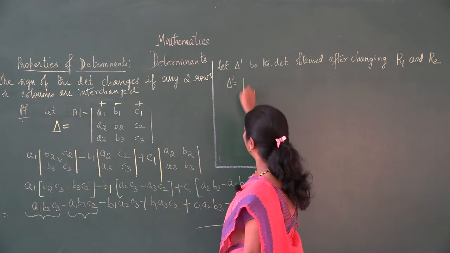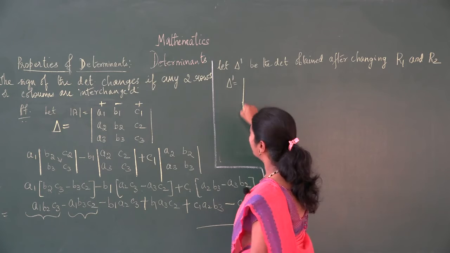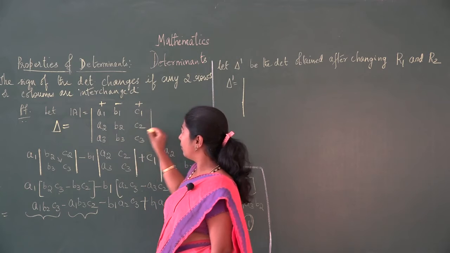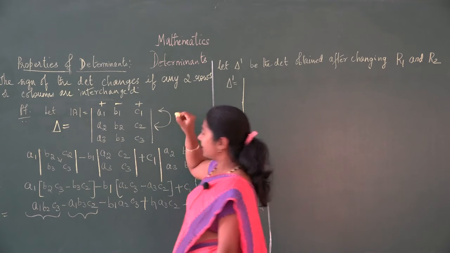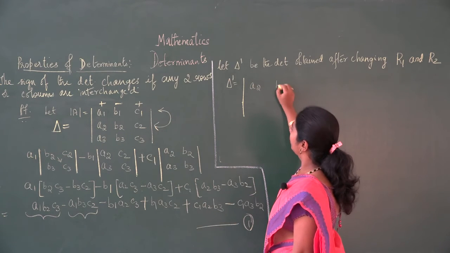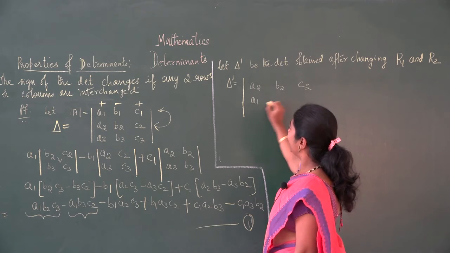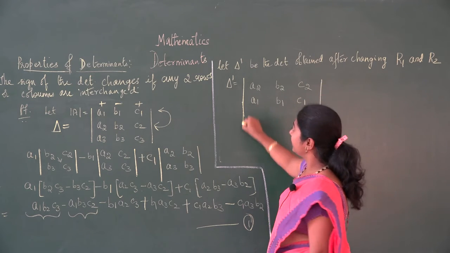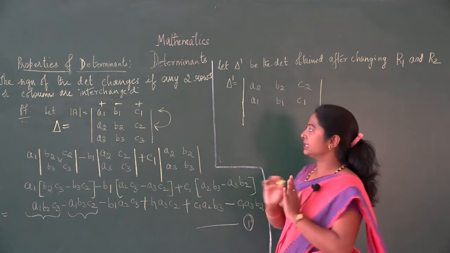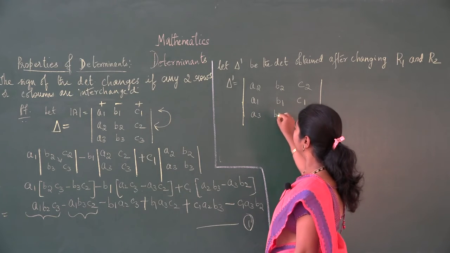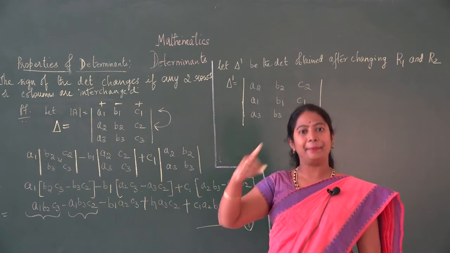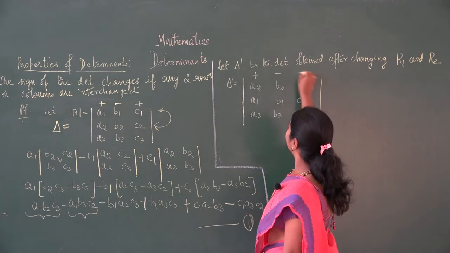So delta dash is equal to, we are interchanging row 1 and row 2. What is row 1 here? A1, B1, C1. What is row 2? A2, B2, C2. Now the first row becomes the second row and the second row becomes the first row, which can be written as A2, B2, C2, A1, B1, C1. The third row remains as it is. What is the third row here? A3, B3, C3. What are the signs associated with a 3 cross 3 determinant? Plus, minus and plus.